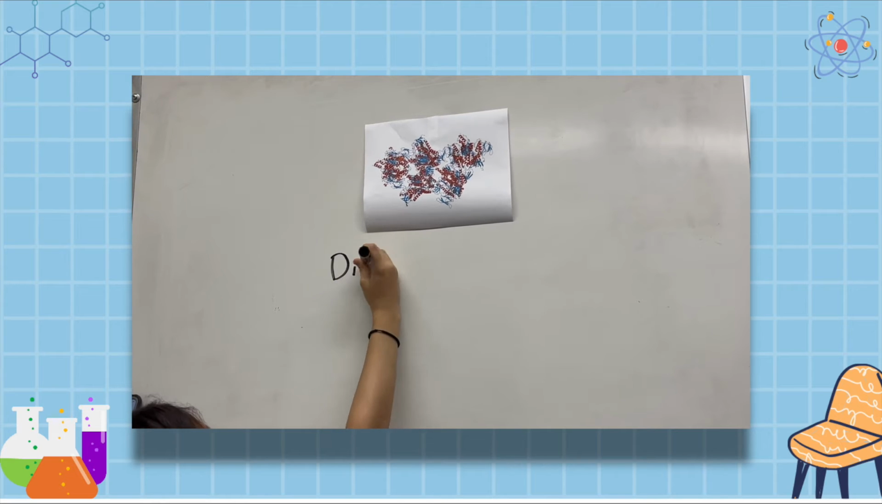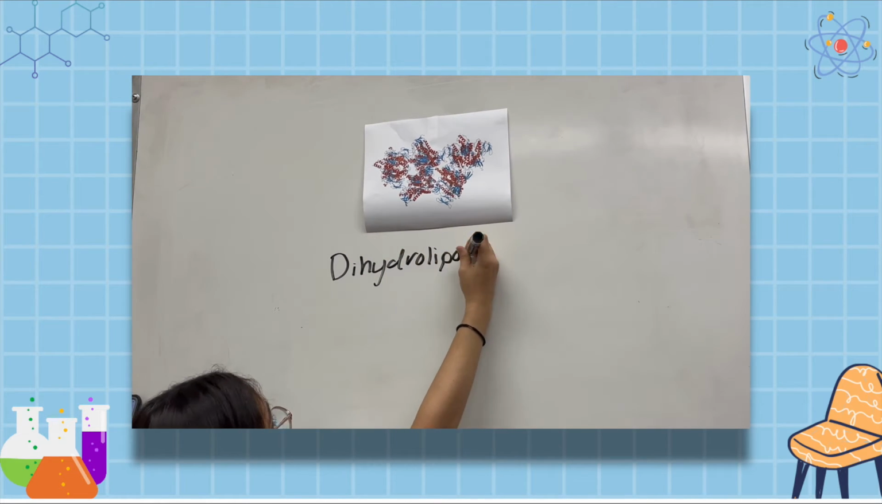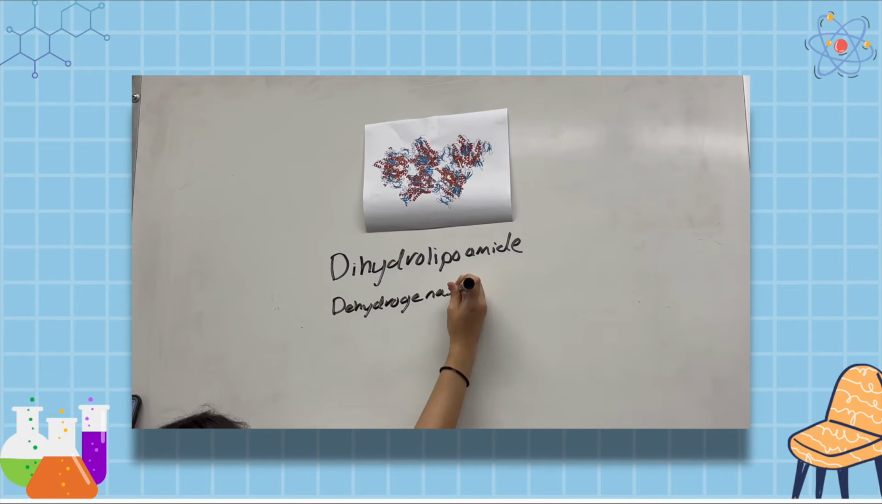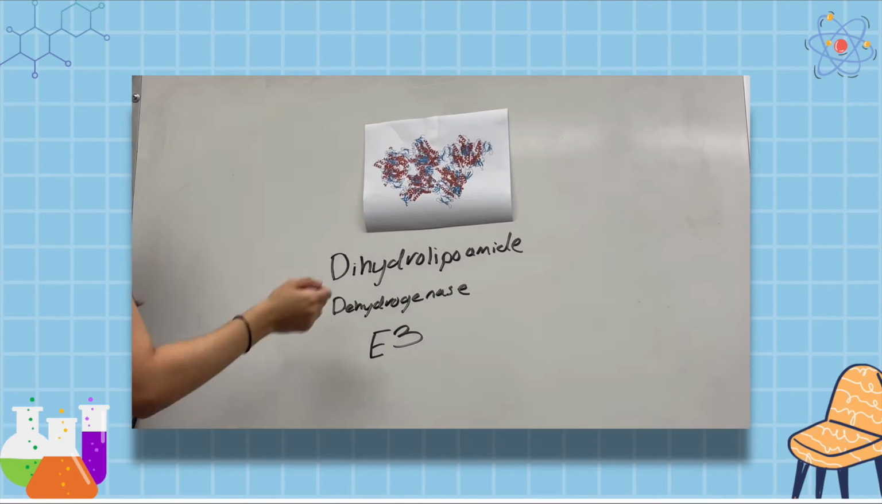The last component is called dihydrolipoamide dehydrogenase, or E3. E3 is responsible for resetting the PDC cycle so another pyruvate molecule can turn into acetyl-CoA.